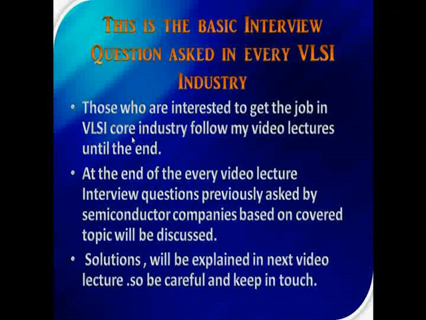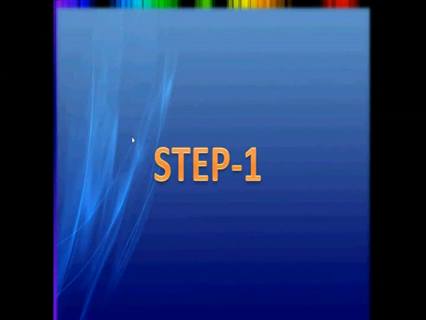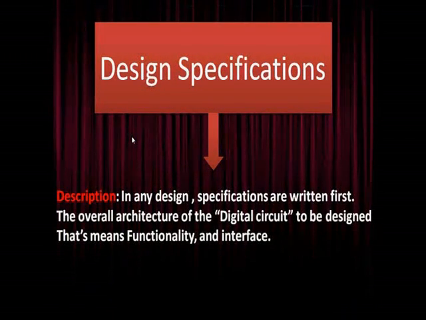For the typical VLSI design flow, we follow 11 steps. Step 1. Design specifications. In any design, specifications are to be written first. Specifications mainly describe abstractly the functionality, the interface, and the overall performance or architecture of the digital circuit to be designed. At this point, the architects do not need to think more about the implementation of the digital circuit.